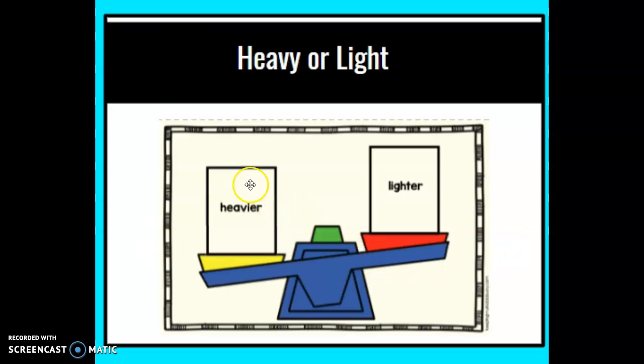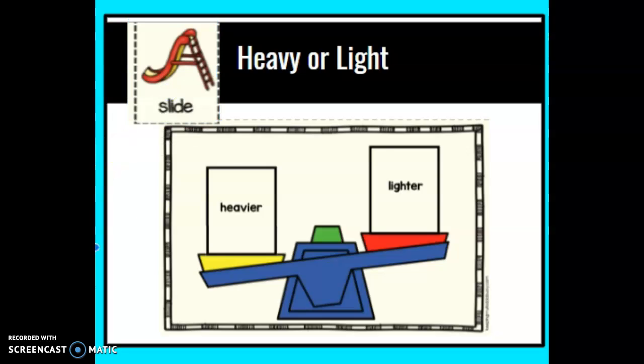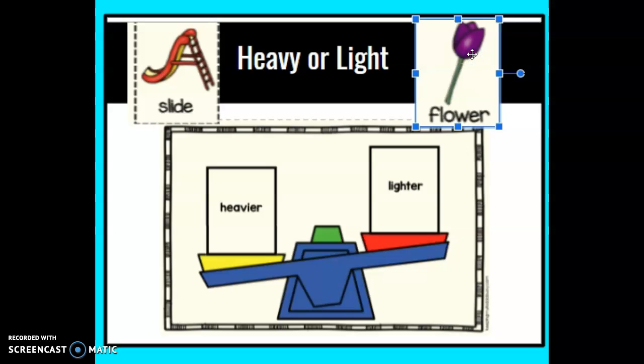Here's our scale again, and it shows heavy on one side and light on the other side. You can see that heavy is down towards the ground because we know that that is going to go down faster. So I've got two pictures here. I have a slide and a flower, and I'm going to use what I know about heavy and light. All right, well, I'm going to think, is a flower heavier or lighter than a slide? Because we're comparing these two objects. Can I pick a flower up or can I pick a slide up?